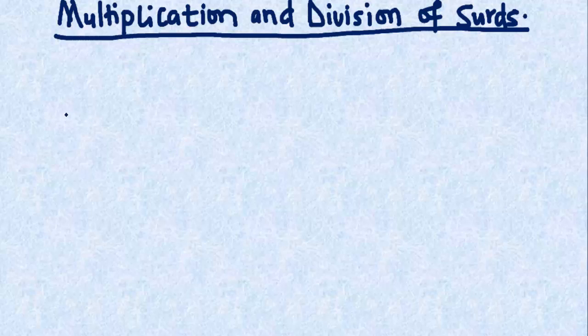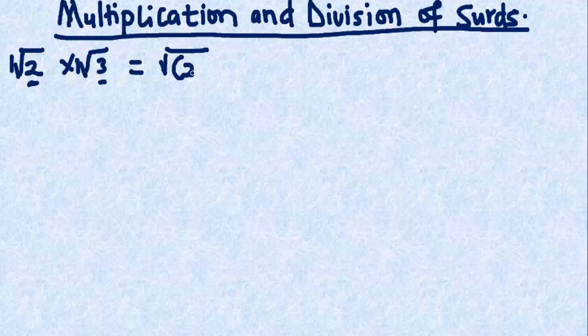For instance, if you have root 2 multiplies root 3. If you are multiplying this, there's 1 here and there's 1 here, so we have 1 multiplied by 1, which is 1. Then numbers inside the root will also multiply, so 2 will multiply by 3, which gives us 2 times 3. Then we simplify that to get root 6.